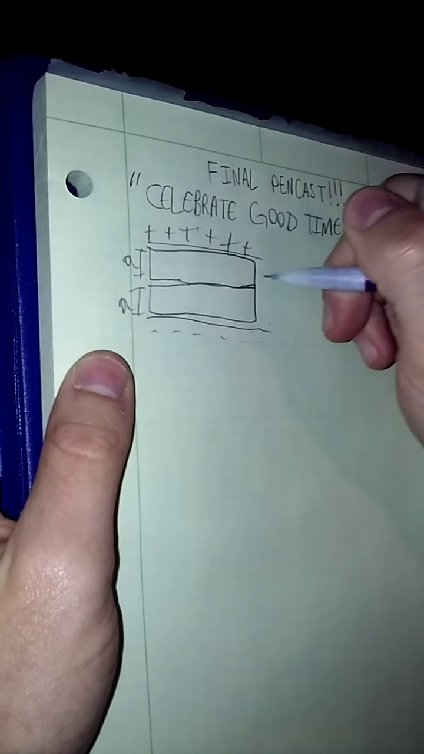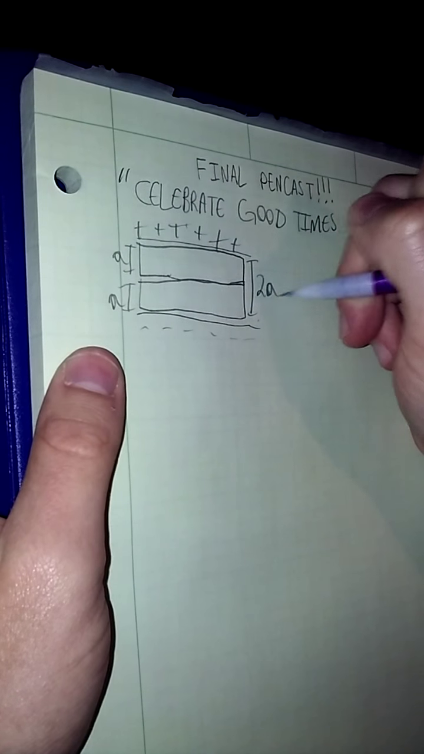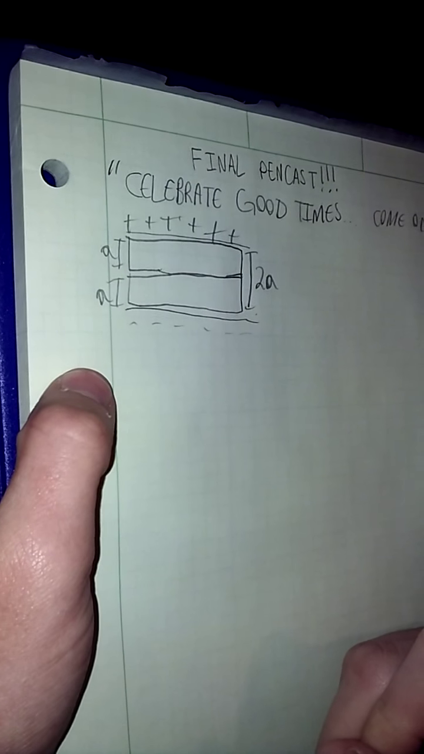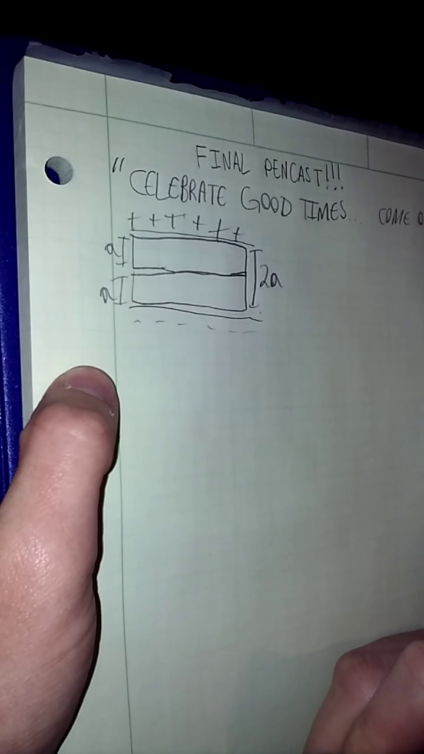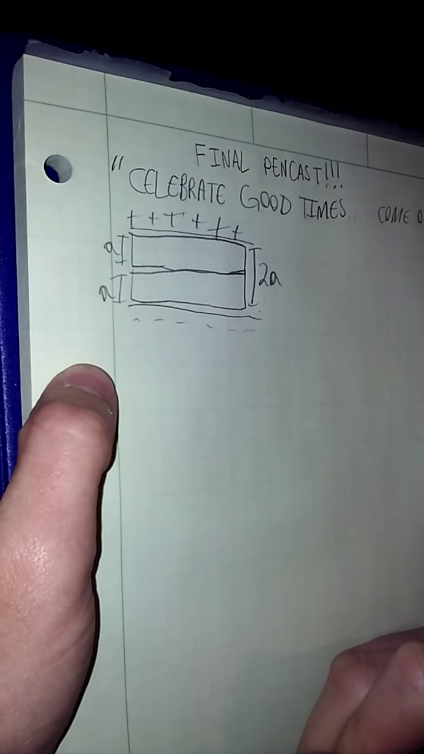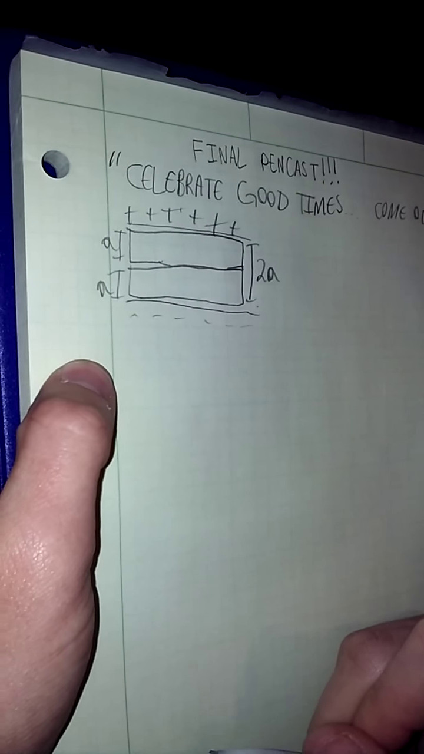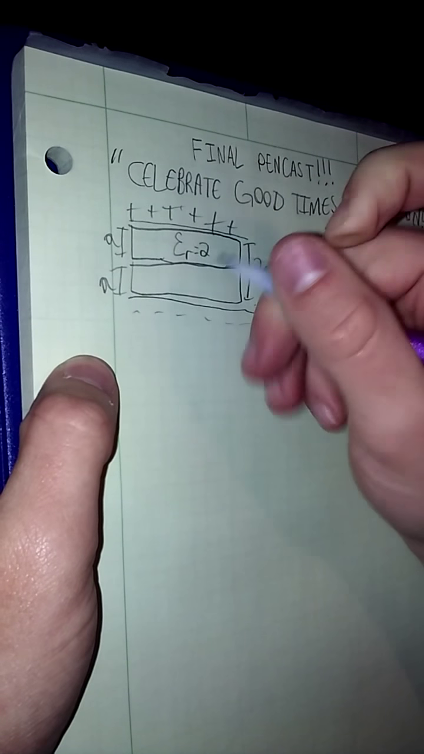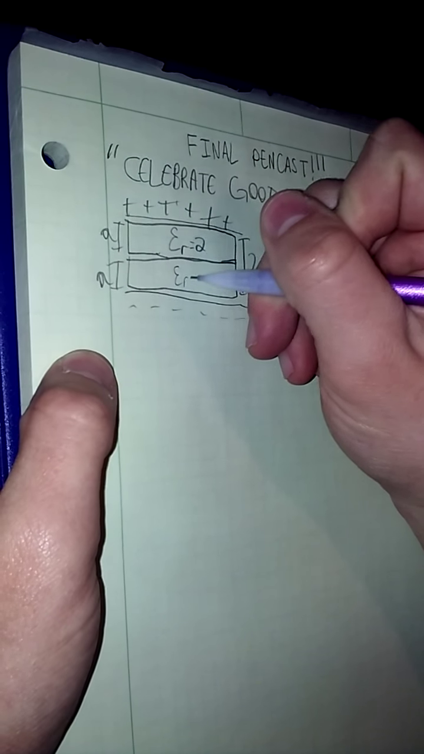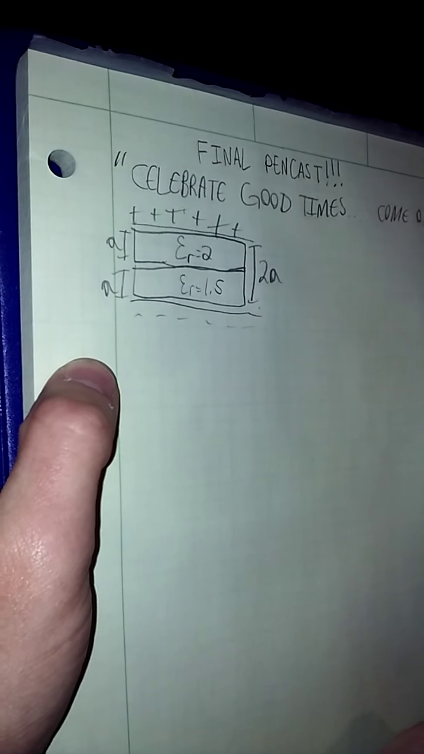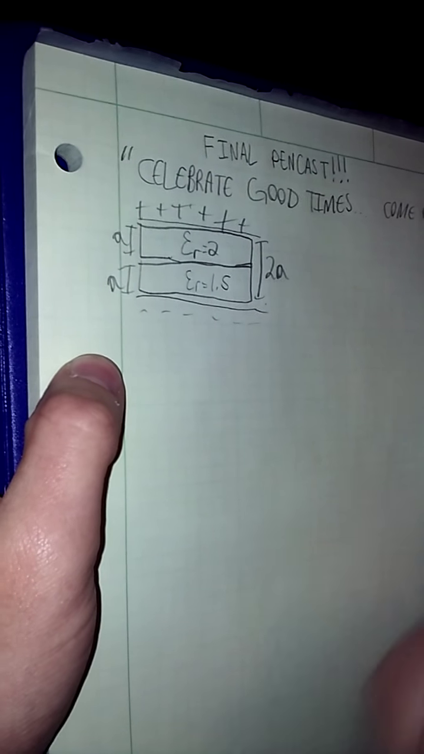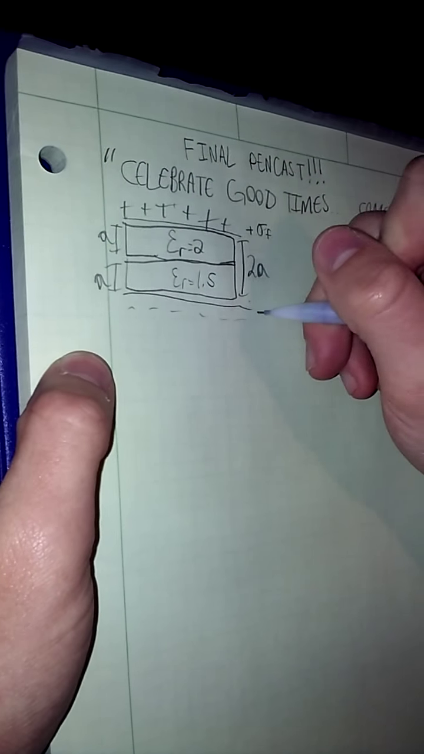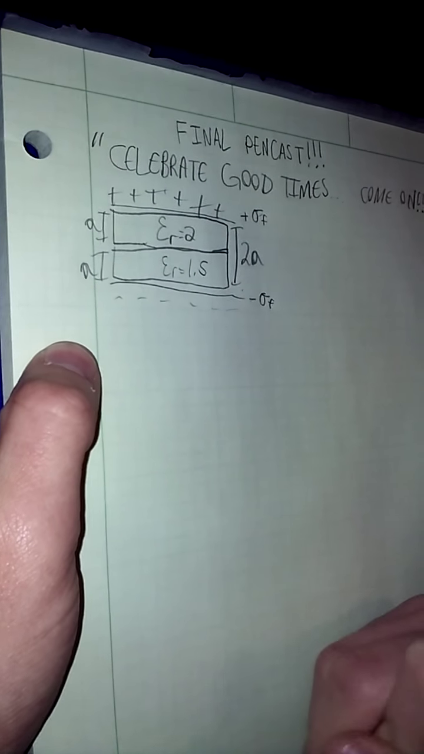Setting up the problem, the boring part. Total 2A between. Slab number one has a dielectric constant of 2, so that's the top one, epsilon sub r equals 2. And this one is epsilon sub r equals 1.5. Free charge on the top one is positive sigma F. This one has negative sigma F for free.